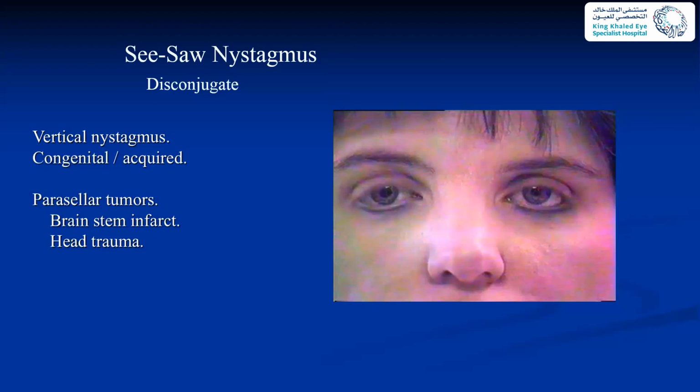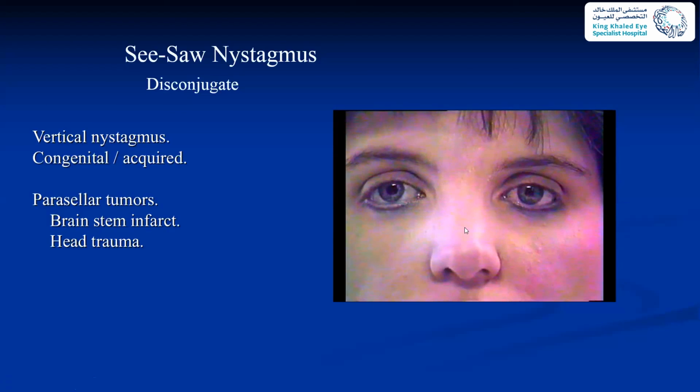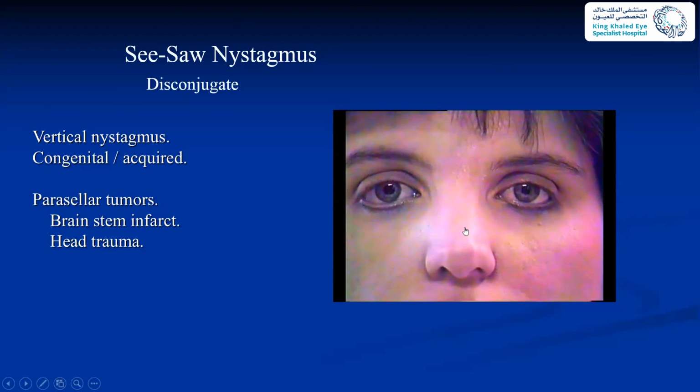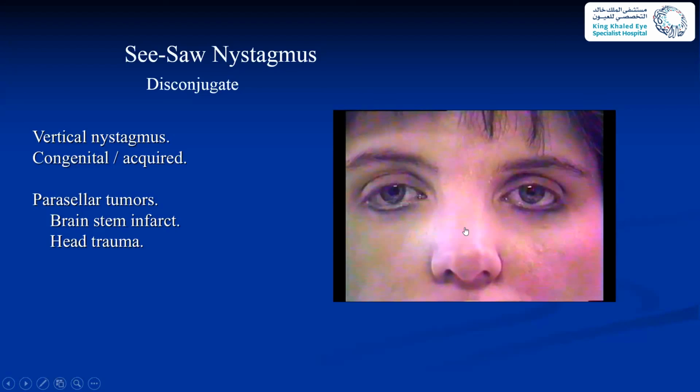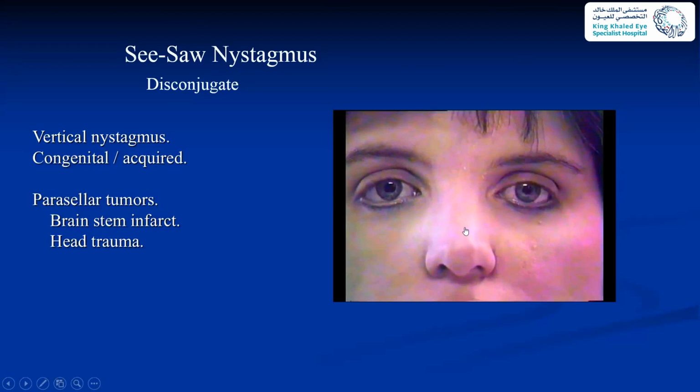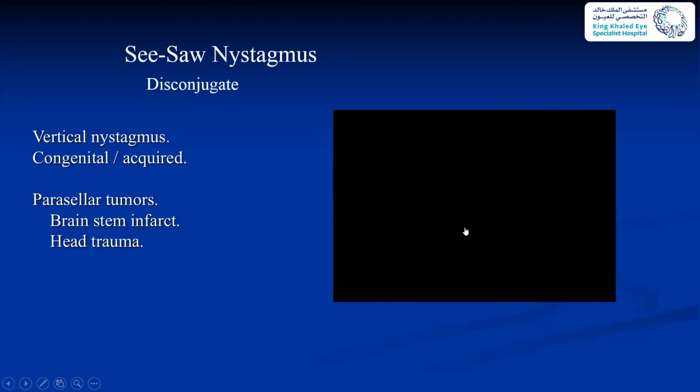So sometimes seesaw nystagmus is very clear, and sometimes it's difficult to see. If it is not clear, you have, as I told you before, to look at the blood vessels in the conjunctiva and see where the movement is. Let us see this patient. And here, this is very, very clear. We can appreciate it quickly: one eye going down, the other eye going up.